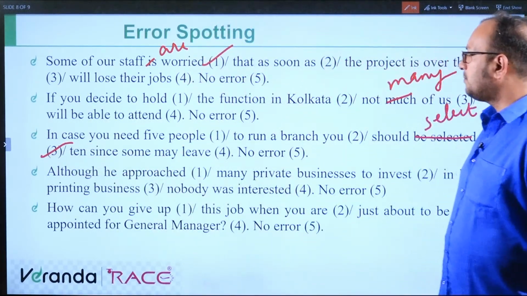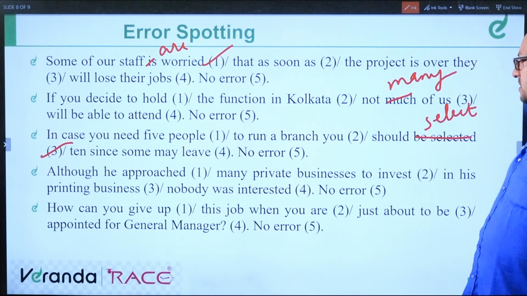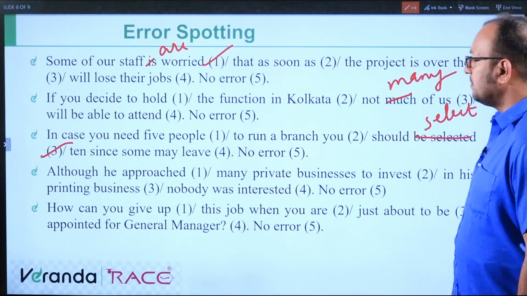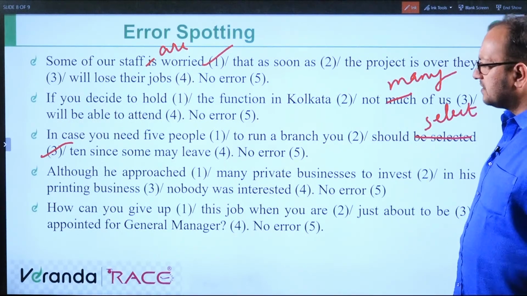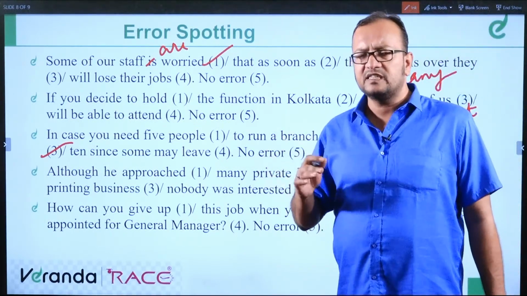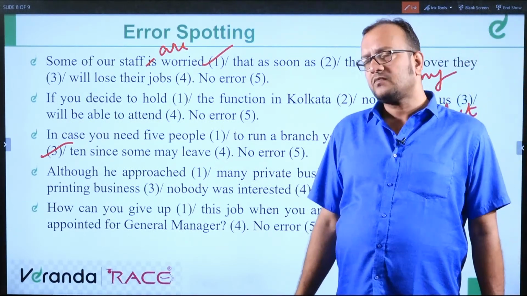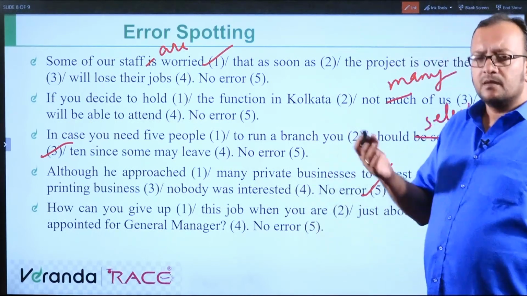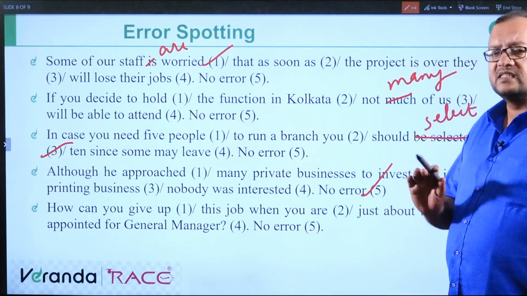Next question. Although he approached many private businesses to invest in his printing business, nobody was interested. I think there is no error. There is no error in this question because it's a kind of contradictory statement which is related through although. It means he approached many people, but few were interested. Nobody means few were interested. Few means none. Remember this.